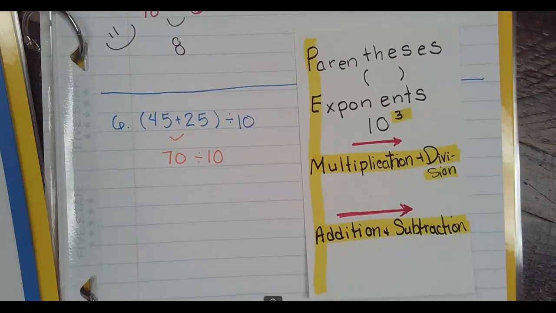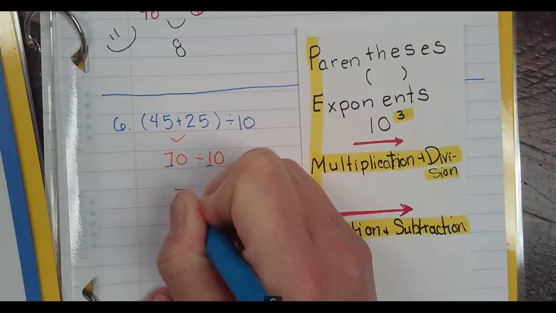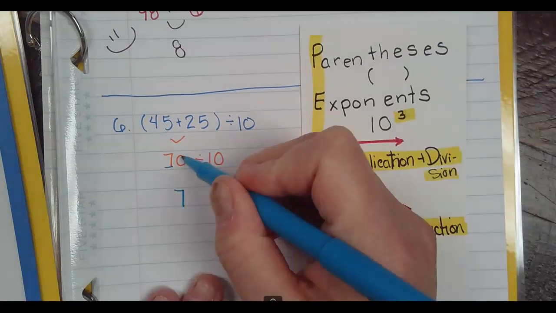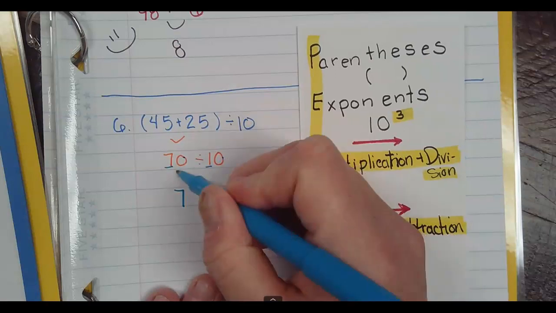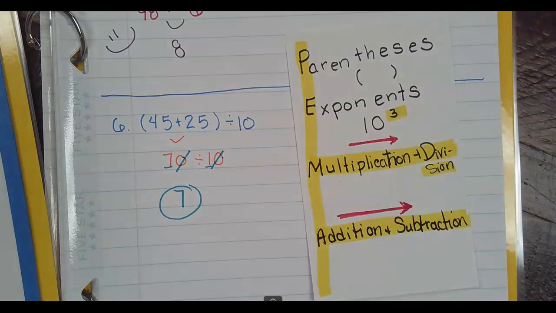Now, somebody said, Ms. Richardson, I don't know how to do 70 divided by 10 yesterday. And I said, well, do you know 7 divided by 1? And they said, sure, I know 7 divided by 1 is 7. Well, if I have a 0 and I divide by 10, it's going to take off my 0. So my answer is just going to be 7. What questions do you have about that problem? Again, if you got it, smiley face it.